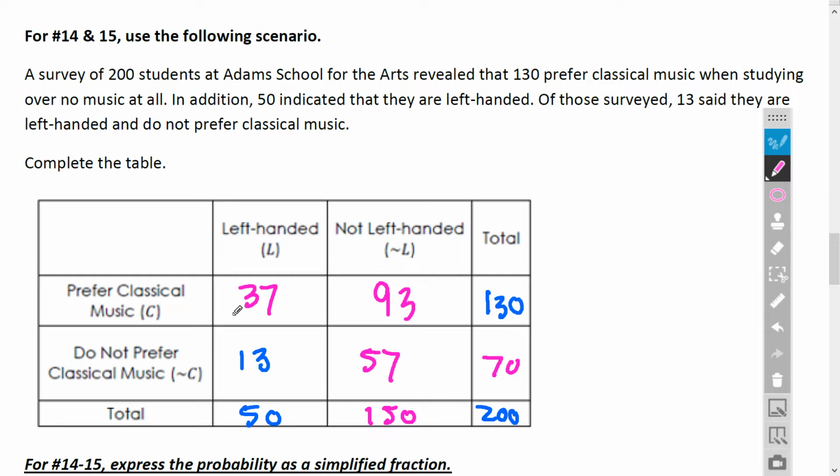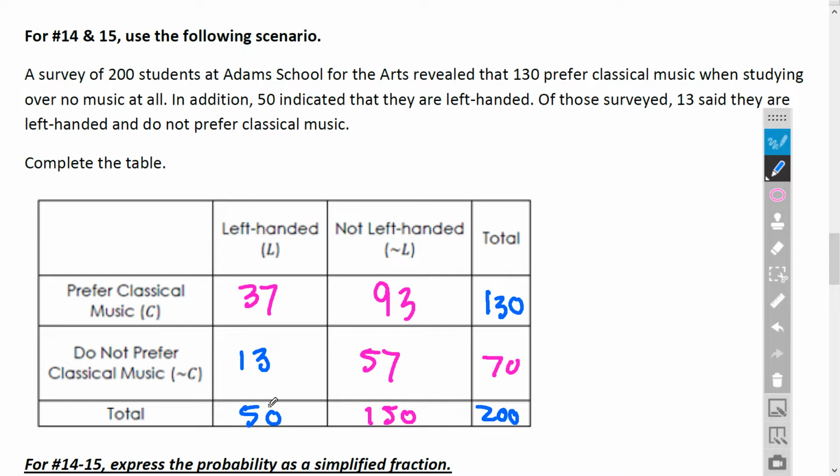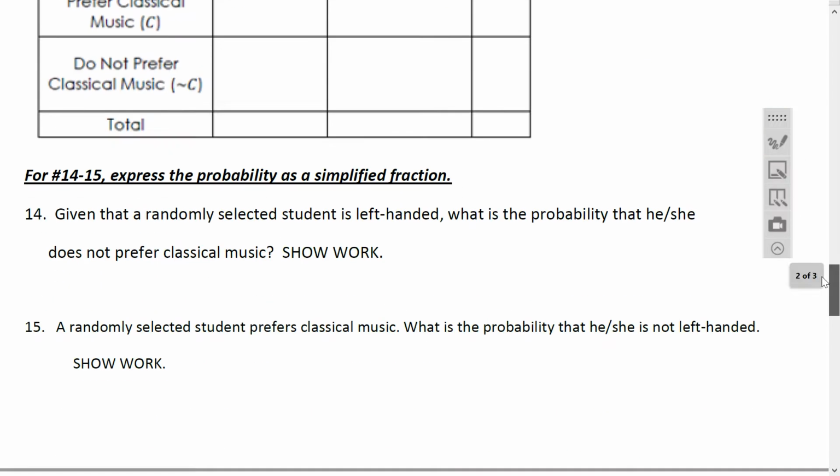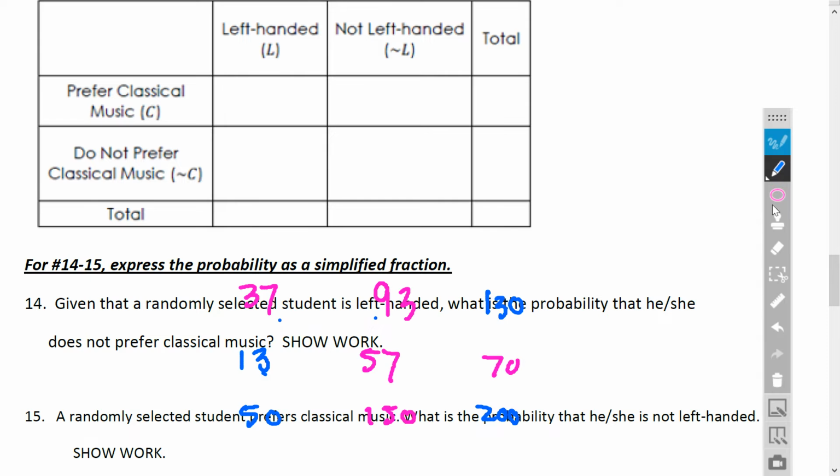Okay, so just check to make sure all of your totals add up the way they should. So 37 plus 13, 50, 93 plus 57, 150, 130 plus 70, 200. Also check the rows as well. 37 plus 93 is 130, 13 plus 57 is 70, 50 plus 150 is 200. Okay, so my table is fine here. Let me go ahead and put it in here so I can answer the questions.